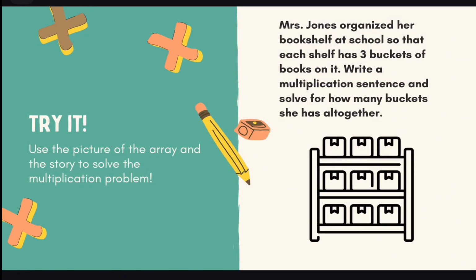All right, now I want you to use the picture of the array shown and the story to solve the multiplication problem. It says Mrs. Jones organized her bookshelf at school so that each shelf has 3 buckets of books on it. I want you to write a multiplication sentence and solve for how many buckets she has all together. And that black and white picture right there, that's the picture of her bookshelf. So there's 3 shelves, and on each shelf, she has 3 buckets. I'm going to give you a few seconds to write a multiplication sentence and count up your answer.